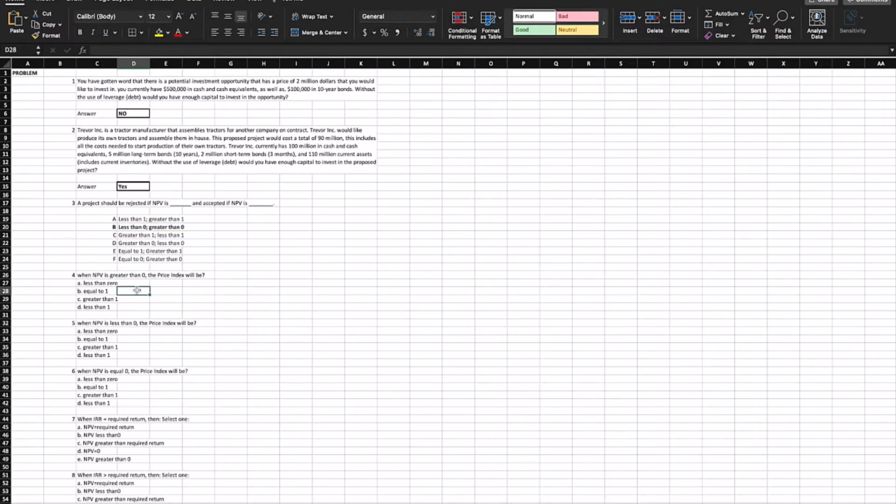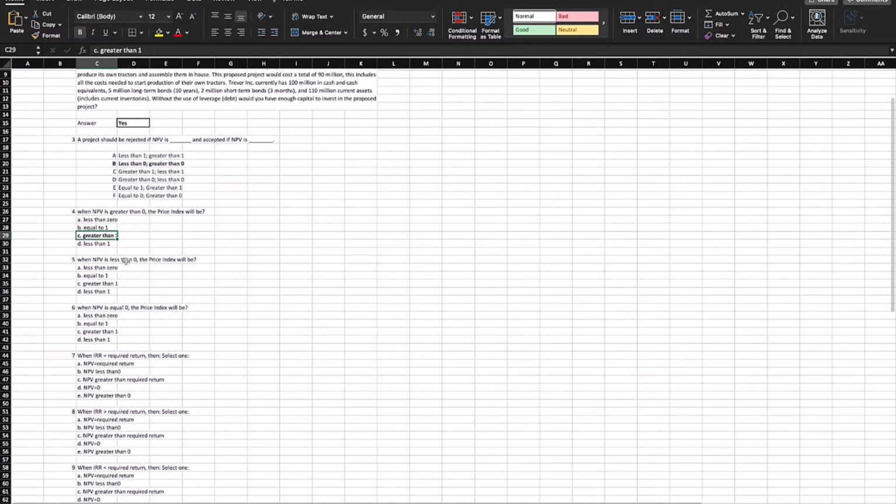So when NPV is greater than 0, so we're getting more benefits than costs, the profit index will be what? So when looking at this, we would expect from the video that you watched previously, from the chart that we had on there, that we would have a profit index greater than 1.